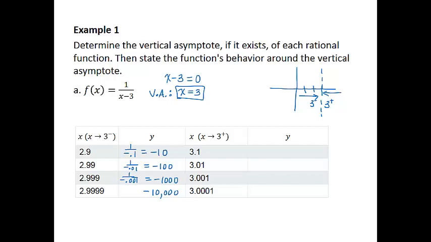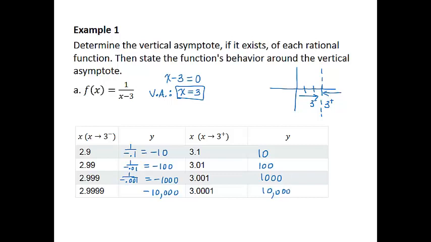Likewise, on the right side of 3, 3.1 replaced in for x, we get 1 divided by 0.1, or just 10. 1 divided by 3.01 minus 3 is 1 divided by 0.01, or 100. And then we'll get 1,000 when x is 3.001, and 10,000 when x is 3.0001.